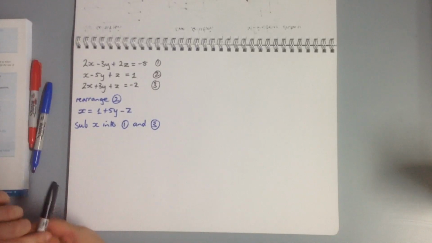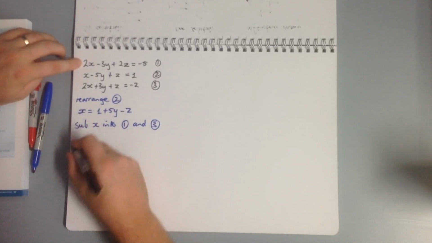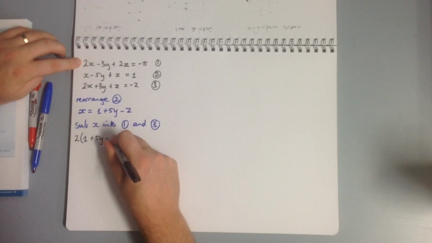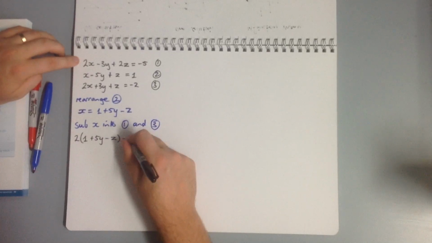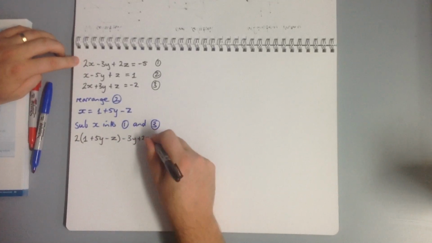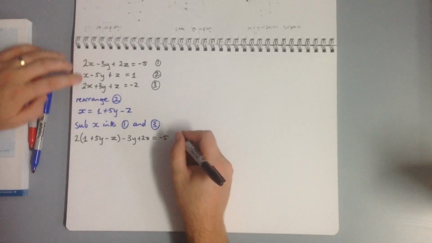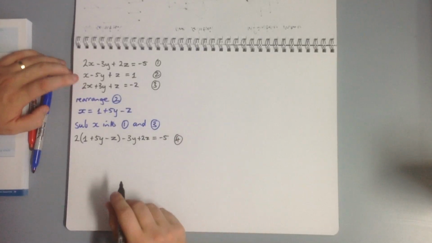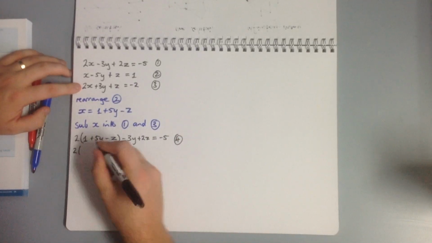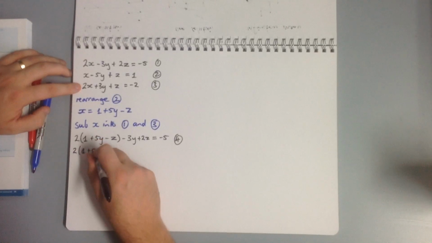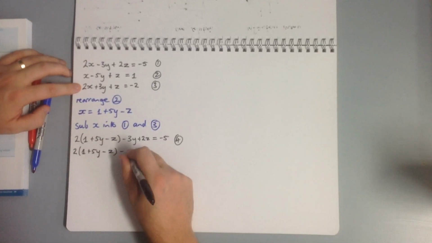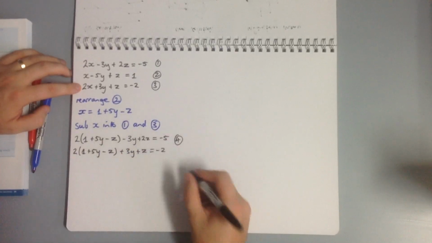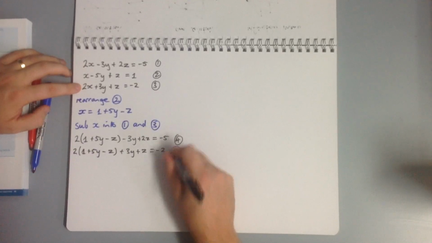Okay. So our first equation is going to become 2 times 1 plus 5y minus z, take 3y plus 2z equals minus 5. We'll call this equation 4 now. And this one here, we're going to go 2 times 1 plus 5y minus z, take 3y plus z equals minus 2. And we'll call that equation 5.